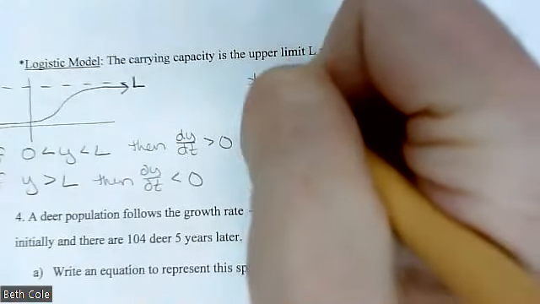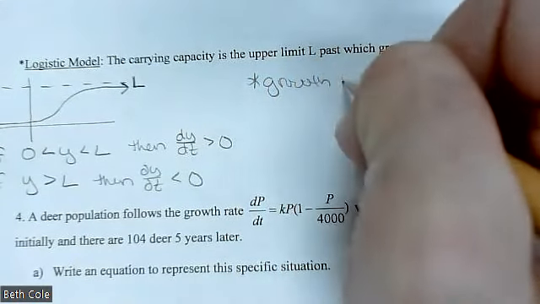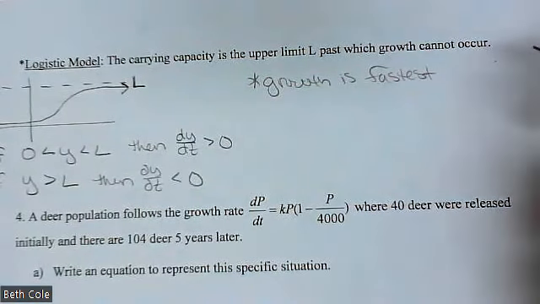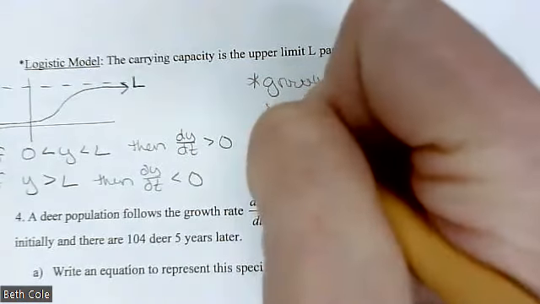Okay, growth is fastest. And they love to throw a question like this on here, and it's a really simple thing if you can remember it. Growth is fastest at the inflection point.